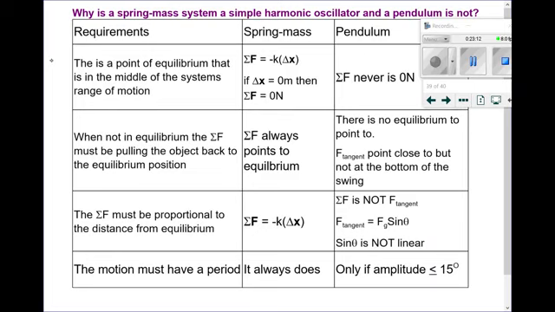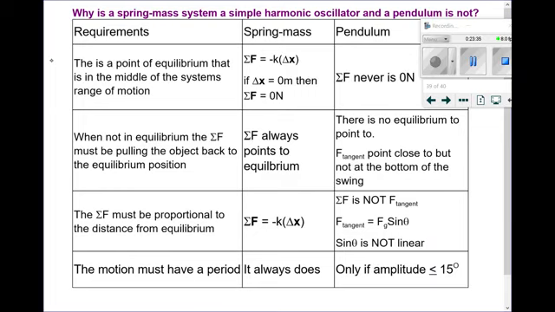For starters, there is no equilibrium point to be pulled back to. Second, the tangent force only pulls approximately to the bottom, but not directly to the bottom. Also, the net force points in a variety of directions as it swings, never to the bottom of the swing.